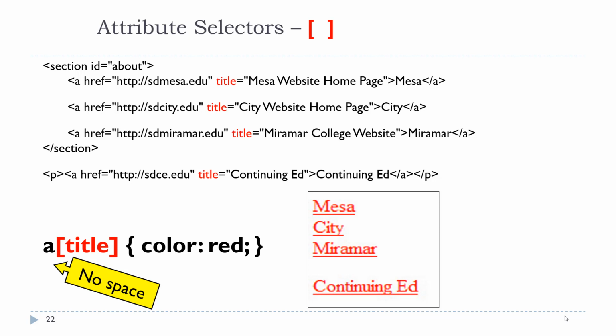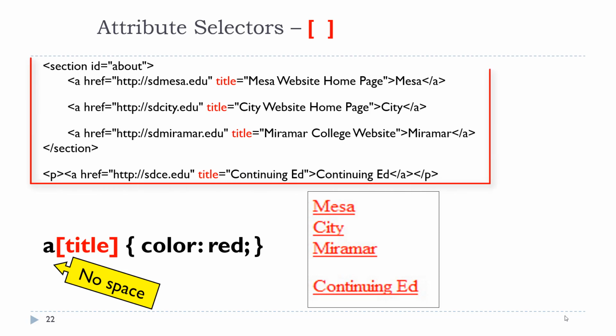Attribute selectors. Attribute selectors use the brackets. This is the only time that you will ever see brackets used in CSS. If you look at the HTML code, we have a section element, and inside we have 3 A elements. All 3 A elements have an href attribute and a title attribute. The title attribute is used to display a tooltip when the cursor hovers over that link.